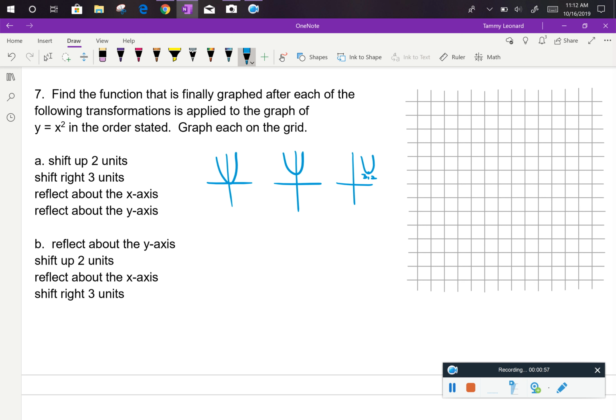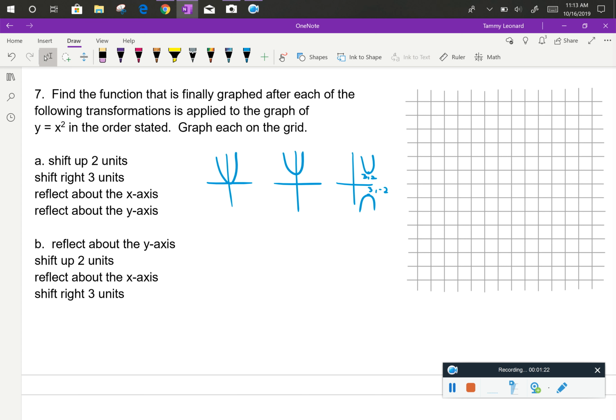Then it says, reflect about the x-axis. Where would that go if I reflect that about the x-axis? So 3, -2 would reflect about the x-axis. I was doing the next thing. That's embarrassing. So I'd be down here at 3, -2 when we reflect about the x-axis. Are we okay?